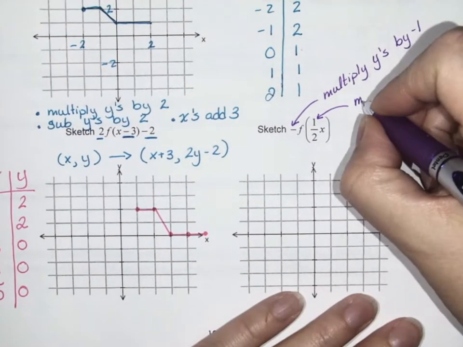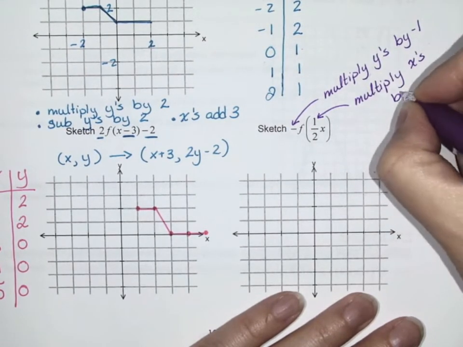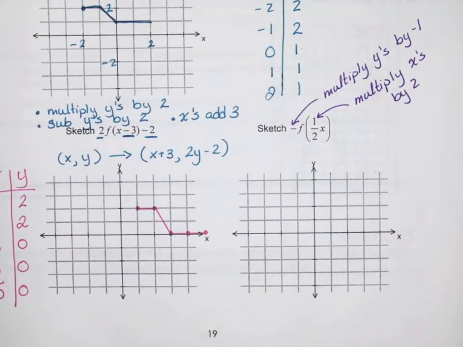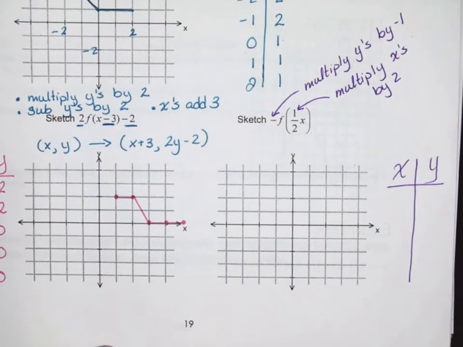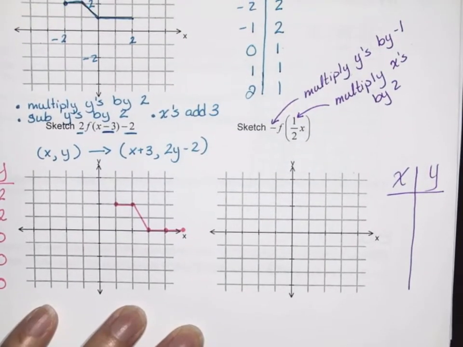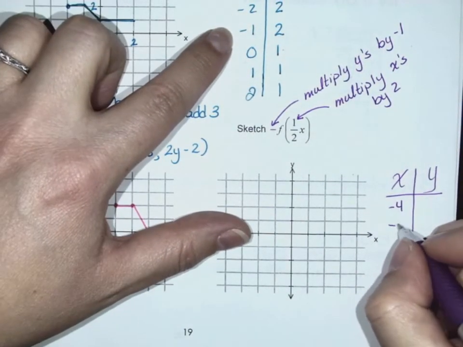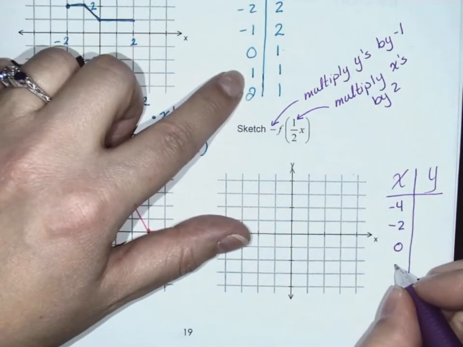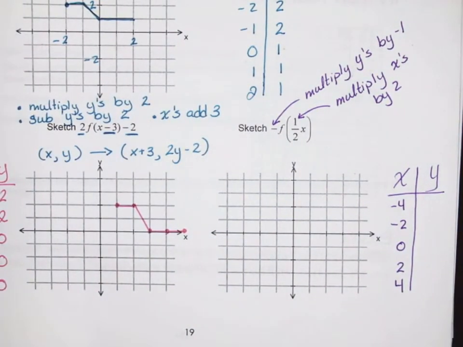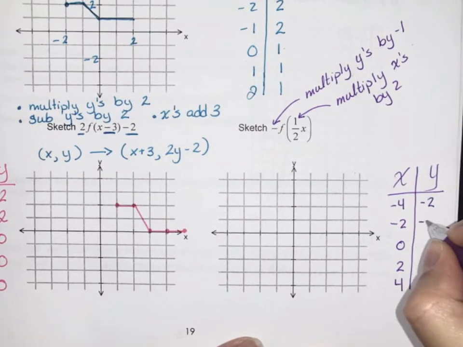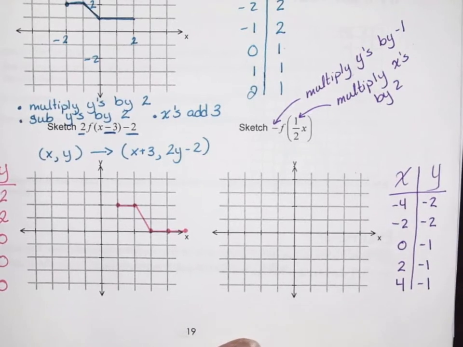Multiply x's by 2. Okay, I'm going to squish in my table of values over here. So my x's are getting multiplied by 2, and that's the only thing I'm doing to my x's. So this will be -4, -2, 0, 2, 4. And then my y's are getting multiplied by -1. So this is going to be a -2, a -2, -1, -1, -1.